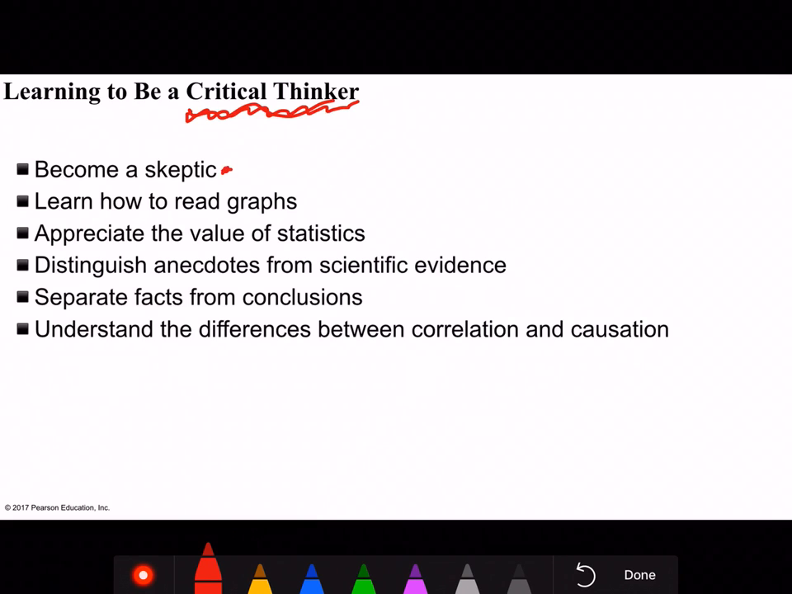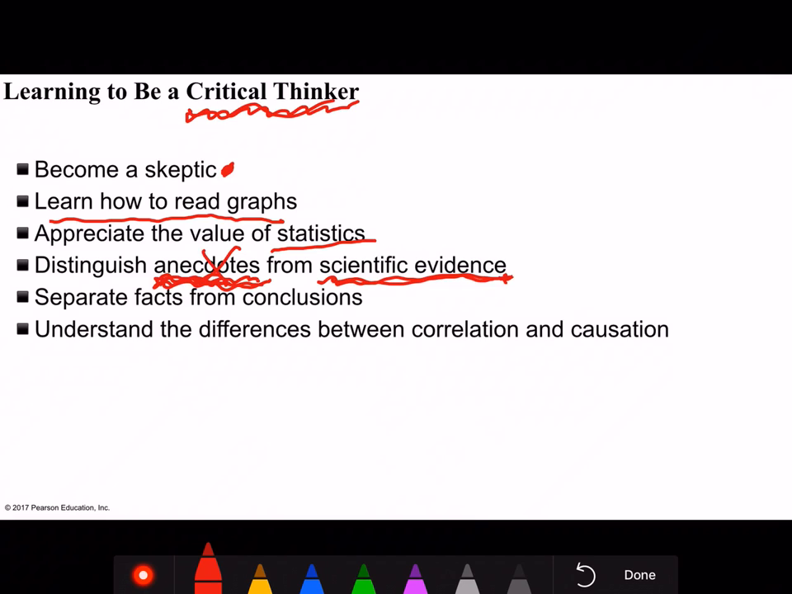Become a skeptic. You would think twice or three times about any bit of information you are hearing. You will learn, or you need to learn, how to read graphs. You will appreciate the value of statistics, and understand that statistics are a very critical and important component of scientific literature and scientific information. You will distinguish between narratives coming from a non-credible source and scientific evidence. Scientific evidence is usually supported by research and experiment and published in peer-reviewed journals, whereas anecdotes are not. It's "someone told me, I read it over the internet," so these are not really credible sources of scientific evidence.